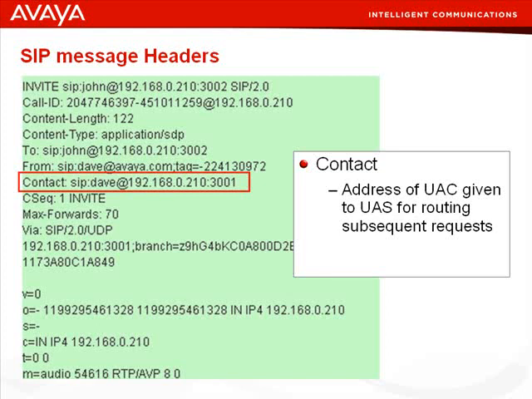Regarding the address in the contact header, I like to think of my user agent saying to the other guy, oh, by the way, here is where I am right now, just in case you want to send me any requests during this call. This is where I am contactable.